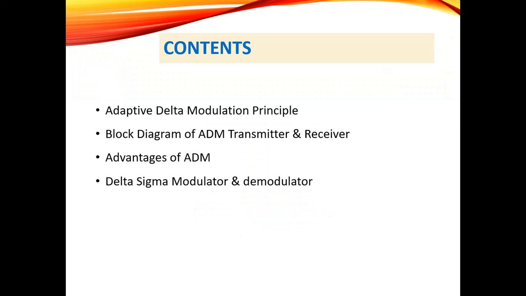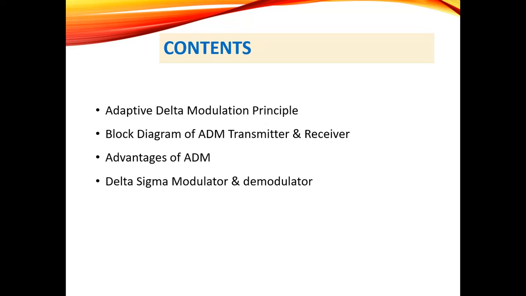In my previous sessions, I already explained the principle of delta modulation, the different blocks including the delta modulation transmitter and the receiver, the different advantages of delta modulation, and the two main drawbacks of delta modulation, that is slope overload distortion and granular noise. By using the adaptive delta modulation technique, we will see how we resolve these two main drawbacks of delta modulation.